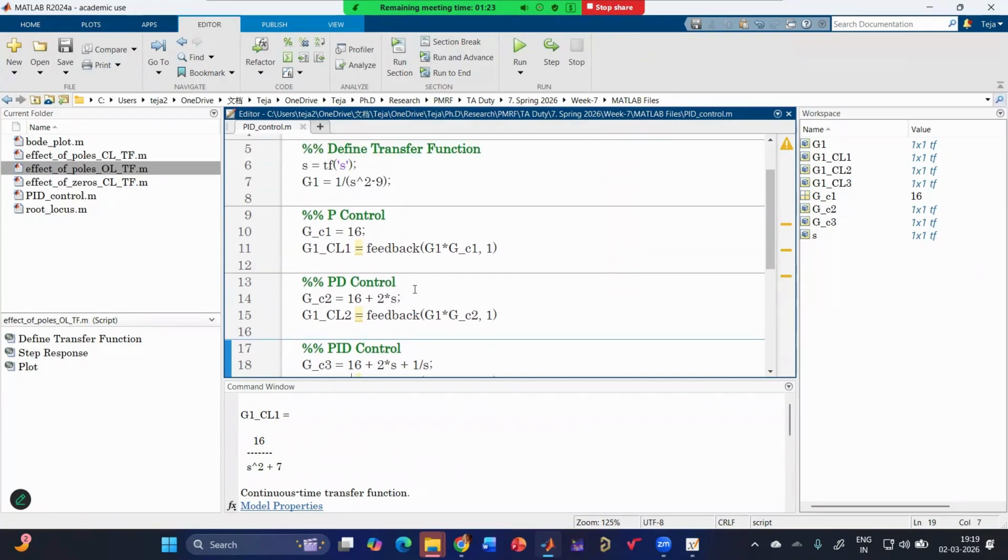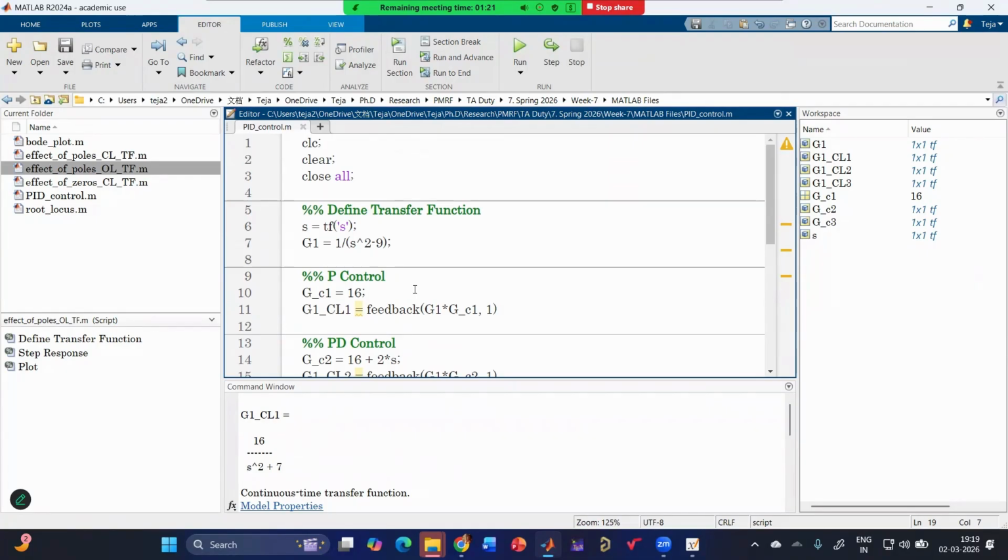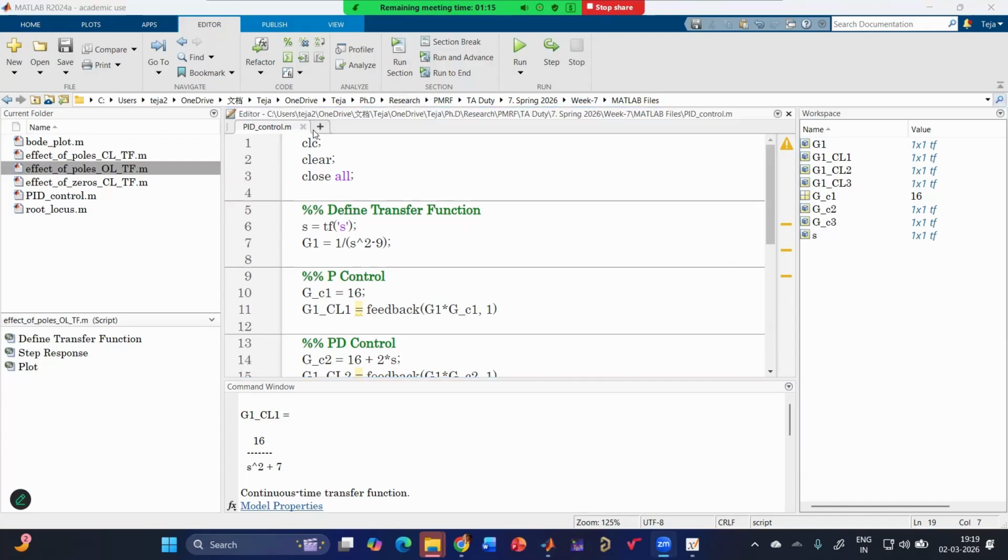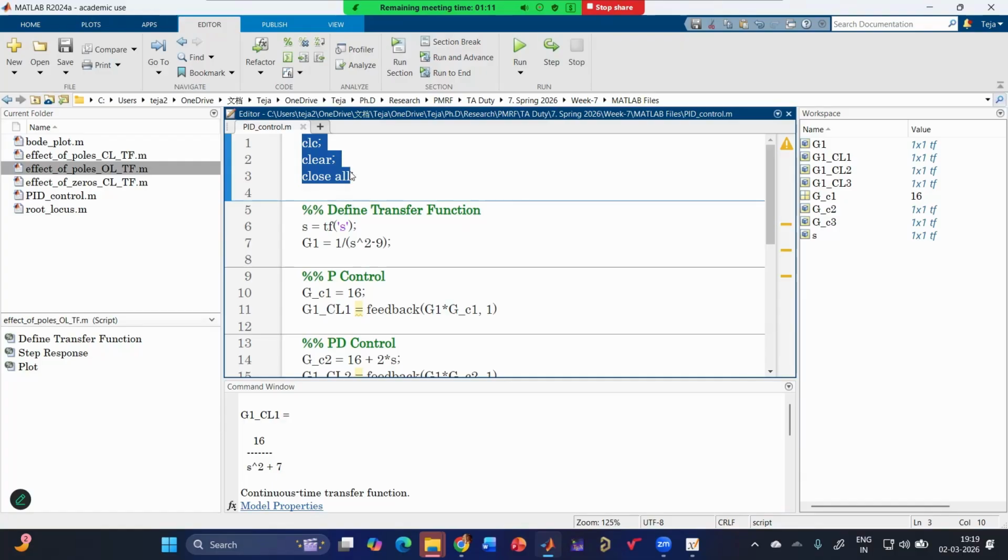Saurabh, did you get the code or should I explain it again? Sir, repeat again, sir. Yeah, sorry. Yeah, so this clear command is common for all the codes.